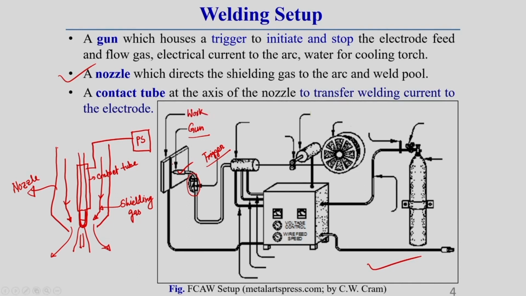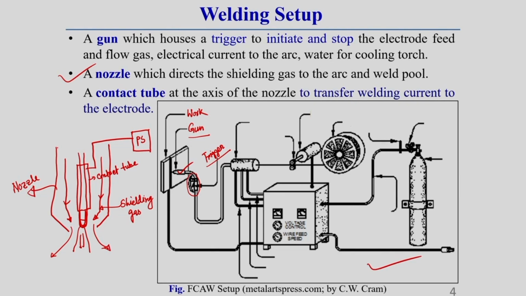Apart from this, there are different types of cables and different types of hoses. Hoses means pipes. The cables are used to supply the electricity, and the hoses or pipes are used to supply the gases required to protect the weld pool as well as the arc from atmospheric contamination.